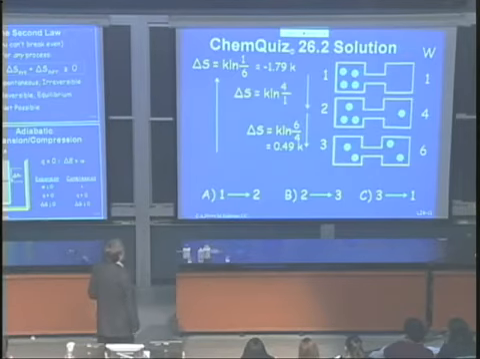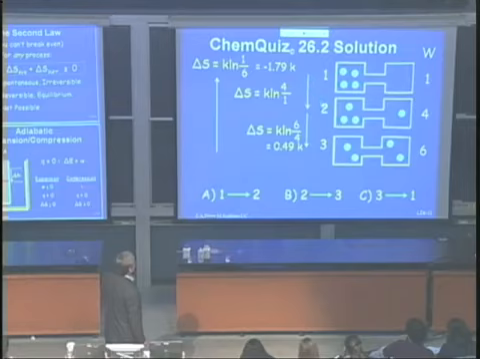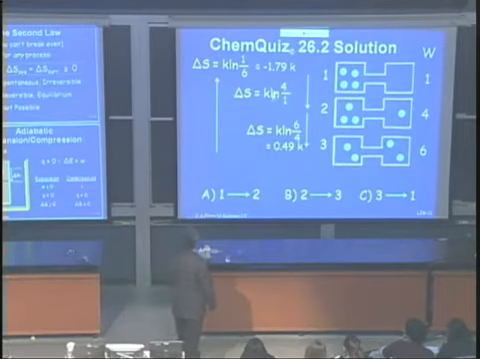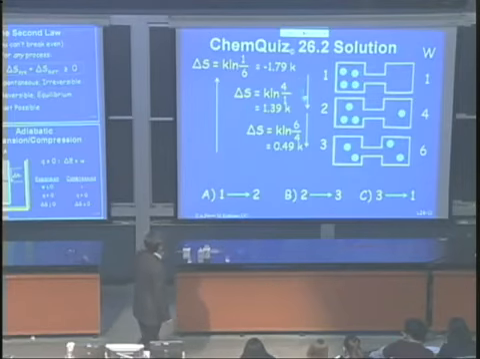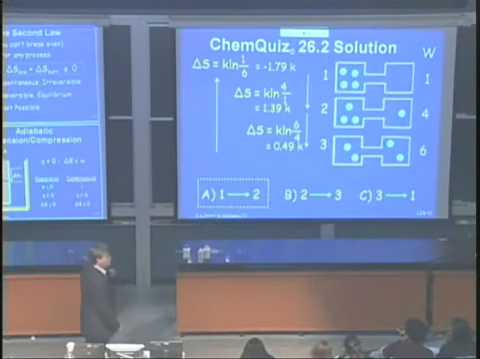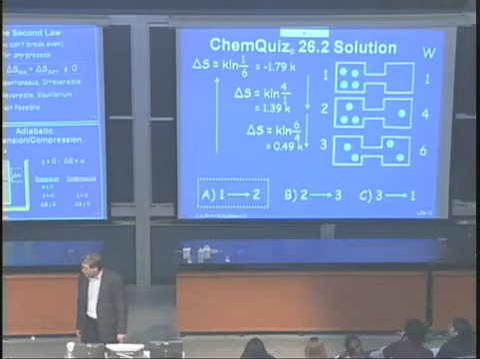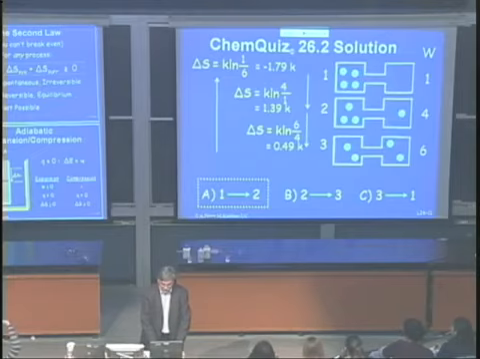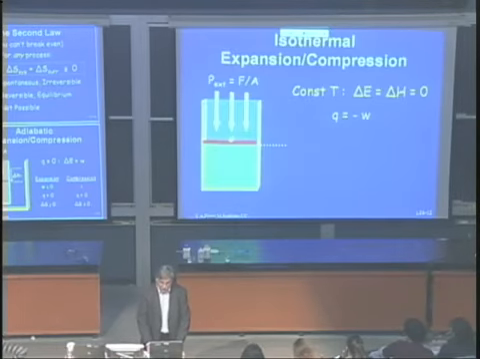Now the last one, from 1 to 2, goes from 4 to 1. So S is K times ln 4 minus K times ln 1, and this is 1.39 K. So 1 to 2 has the highest number. Delta S is the largest positive change. Okay, so you know how to do that.